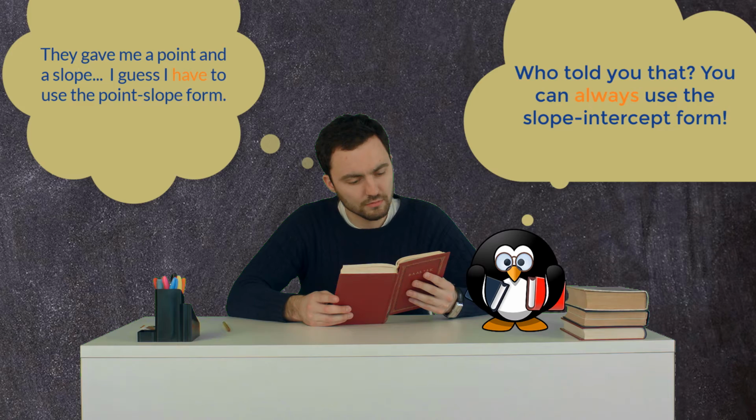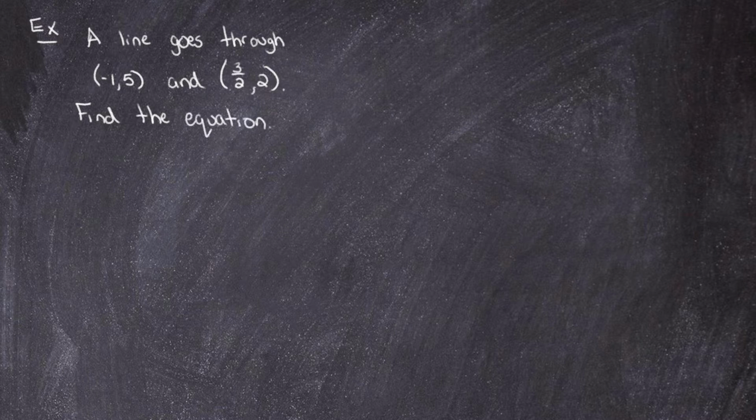For example, suppose we know a line goes through the points (-1, 5) and (3/2, 2). In this case, we're not explicitly given the slope, nor were we given the vertical intercept. But if we take a look at the slope-intercept form, we can see that there are only two unknowns in this equation, m and b. Remember, x and y are necessary variables that have to remain in that equation.